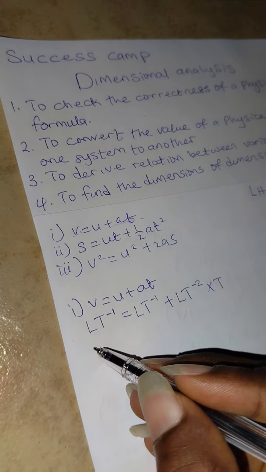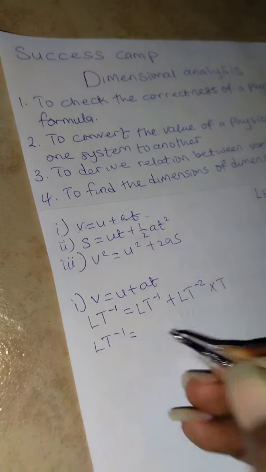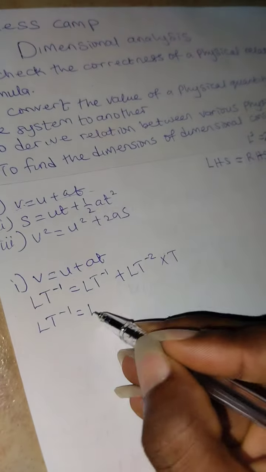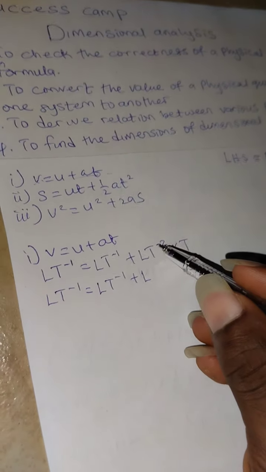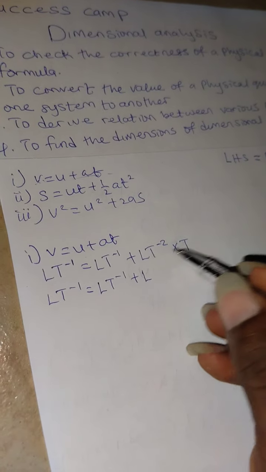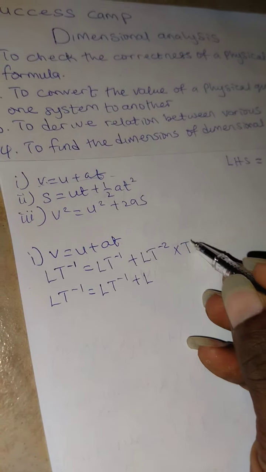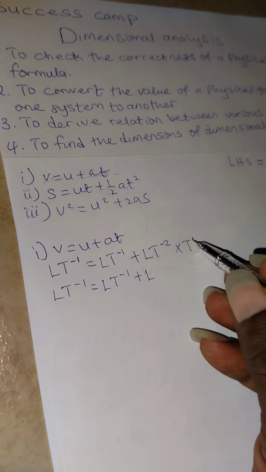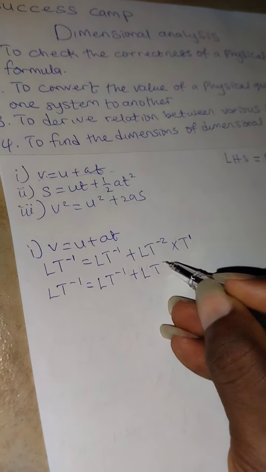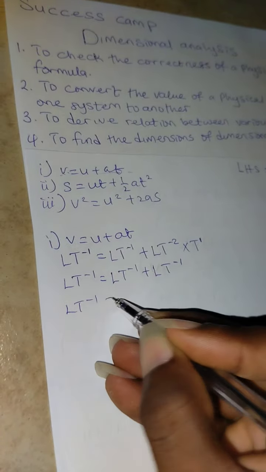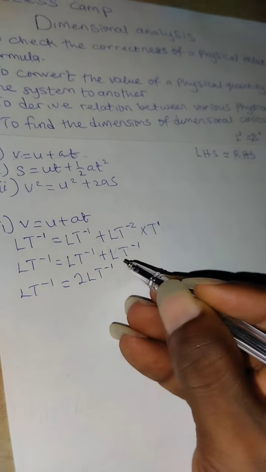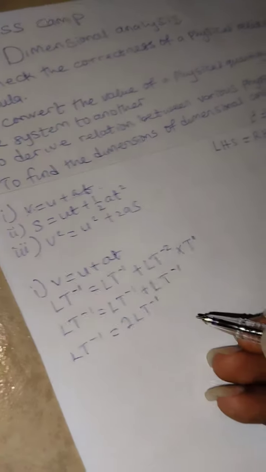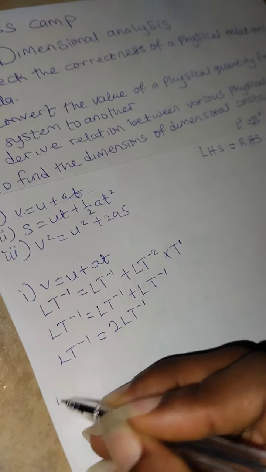So to continue, we have LT^-1 equals LT^-1 plus LT^-2 times T. Remember that in indices, when you have two bases multiplying each other, you will add the powers. So minus 2 plus 1 is minus 1. So LT^-1 equals 2LT^-1, and that is how we got this. So this is correct.